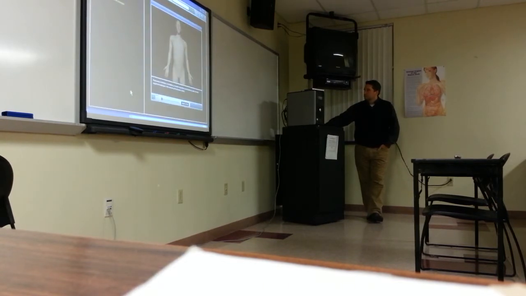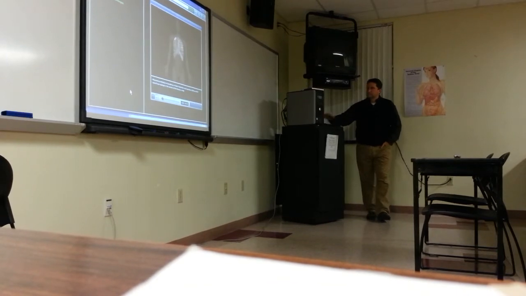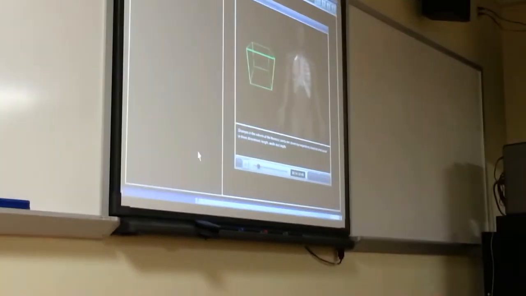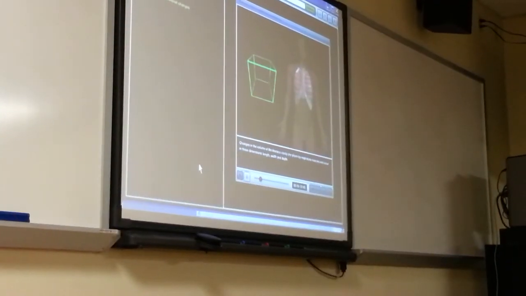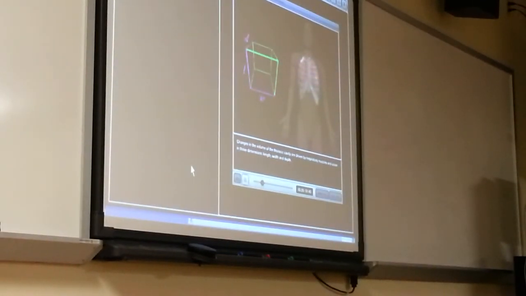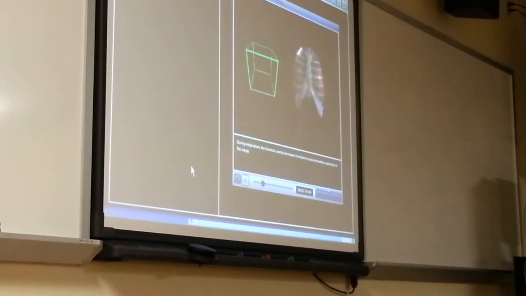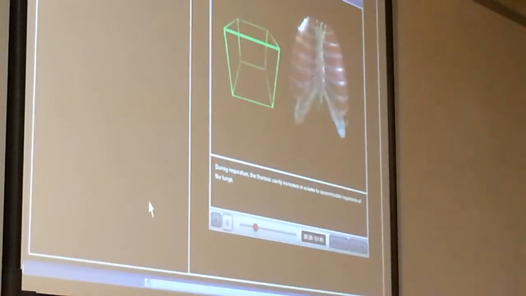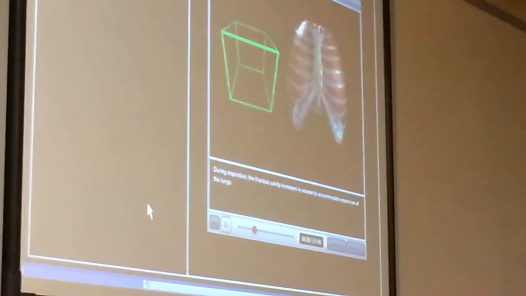Pulmonary ventilation, or breathing, includes inspiration and expiration, both of which result from changes in the volume of the thoracic cavity. Changes in the volume of the thoracic cavity are driven by respiratory muscles and occur in three dimensions: length, width, and depth. During inspiration, the thoracic cavity increases in volume to accommodate expansion of the lungs.